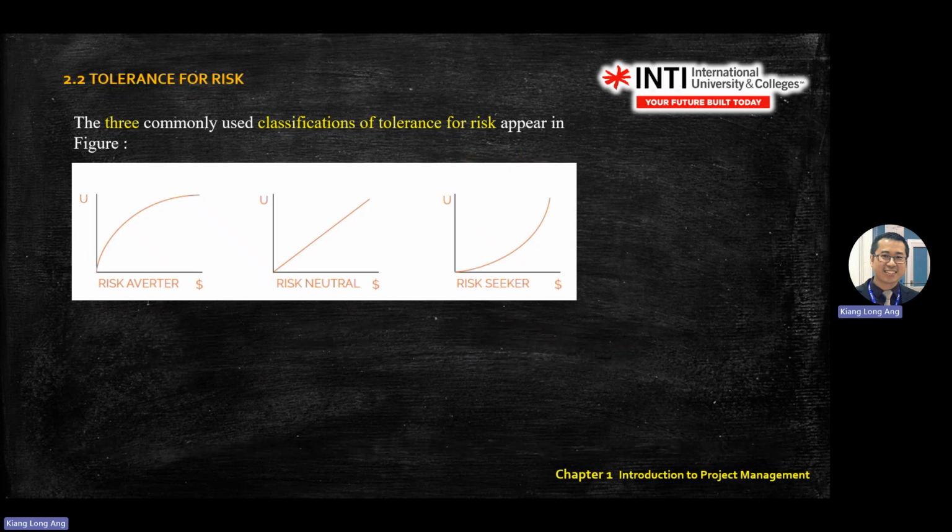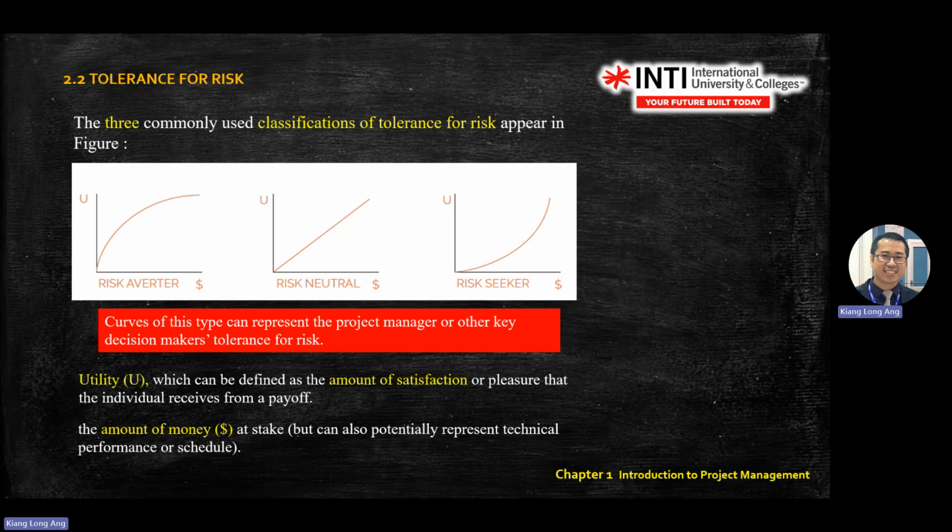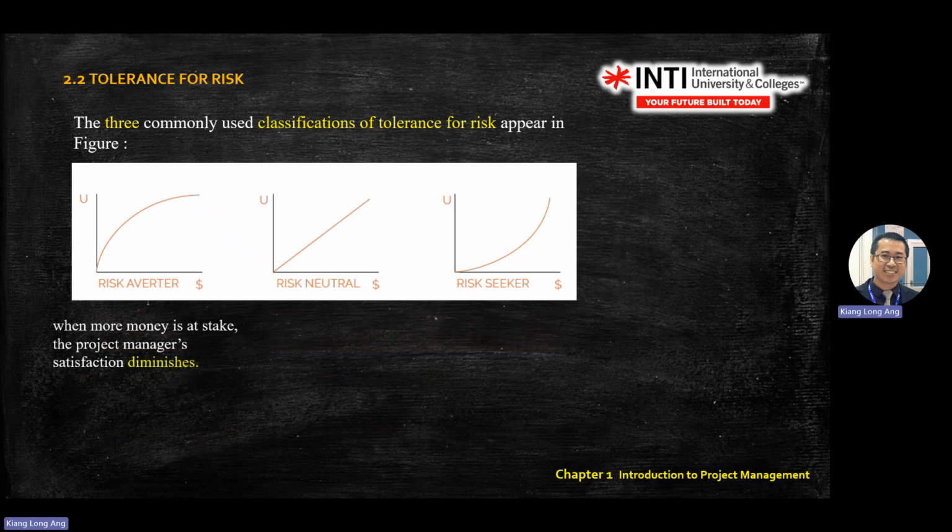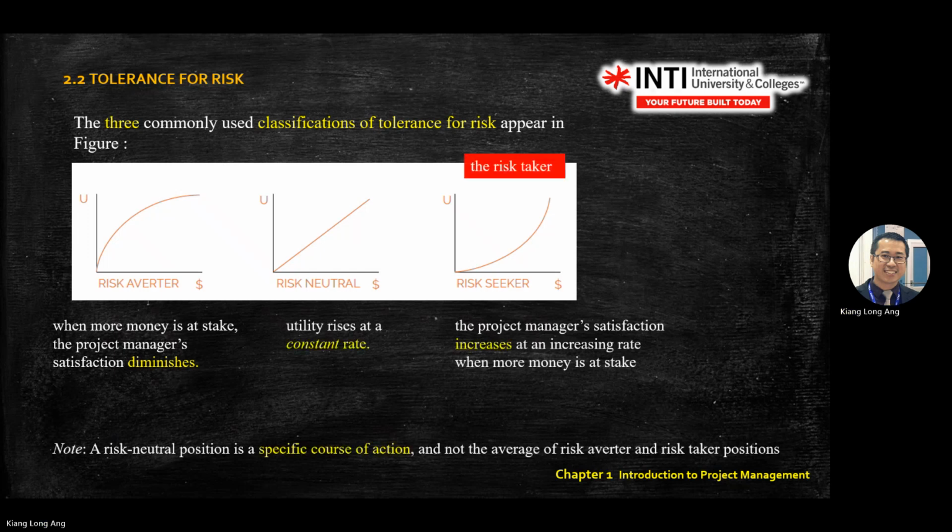So this slide is important, because when the question asks how you classify a project manager's tolerance of risk, or to define your understanding of tolerance for risk as a project manager, we expect you to draw these three graphs and then explain them. This will be like a part A kind of question, asking you for the definition of something, and then you explain. These are the answers we expect: you draw these three and give these three answers. A short answer is enough. You don't need to elaborate a lot.